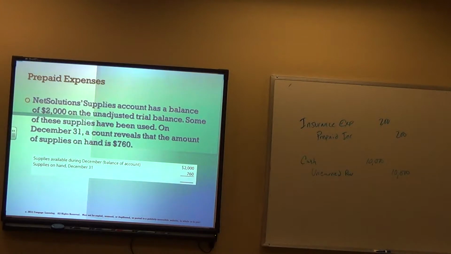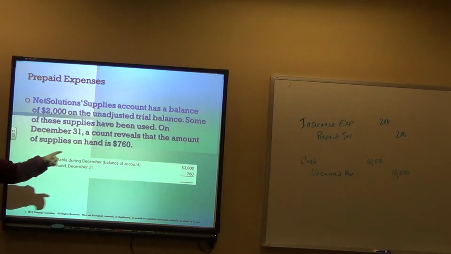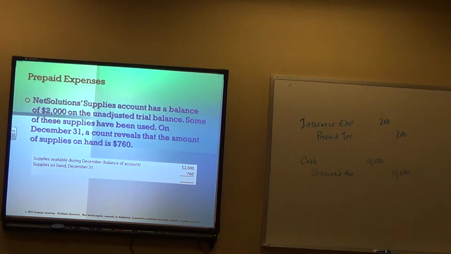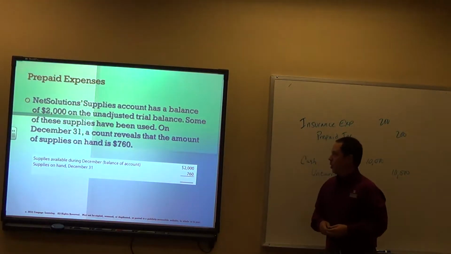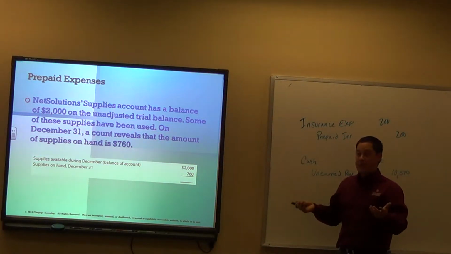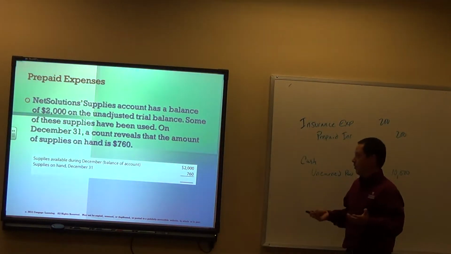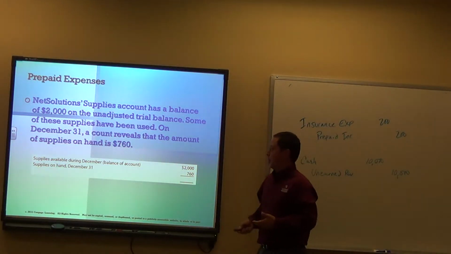All right, so let's take a look at that prepaid expense. We're going to do an example here. So this is supplies. So what we basically are looking at here is we had this much of supplies, $2,000. At the end, we had $760. So how much do we use? Well, we used $1,240, right? Basically, I'm just subtracting the $760 from the $2,000. So we used $1,240 of it. So that means I have $1,240 in expenses for supplies.